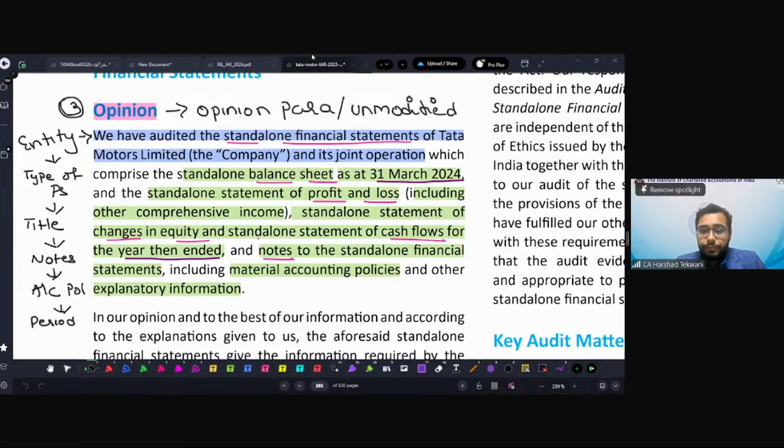Clear? Any doubt or query with respect to the compliance framework and the fair presentation framework? Any doubt?